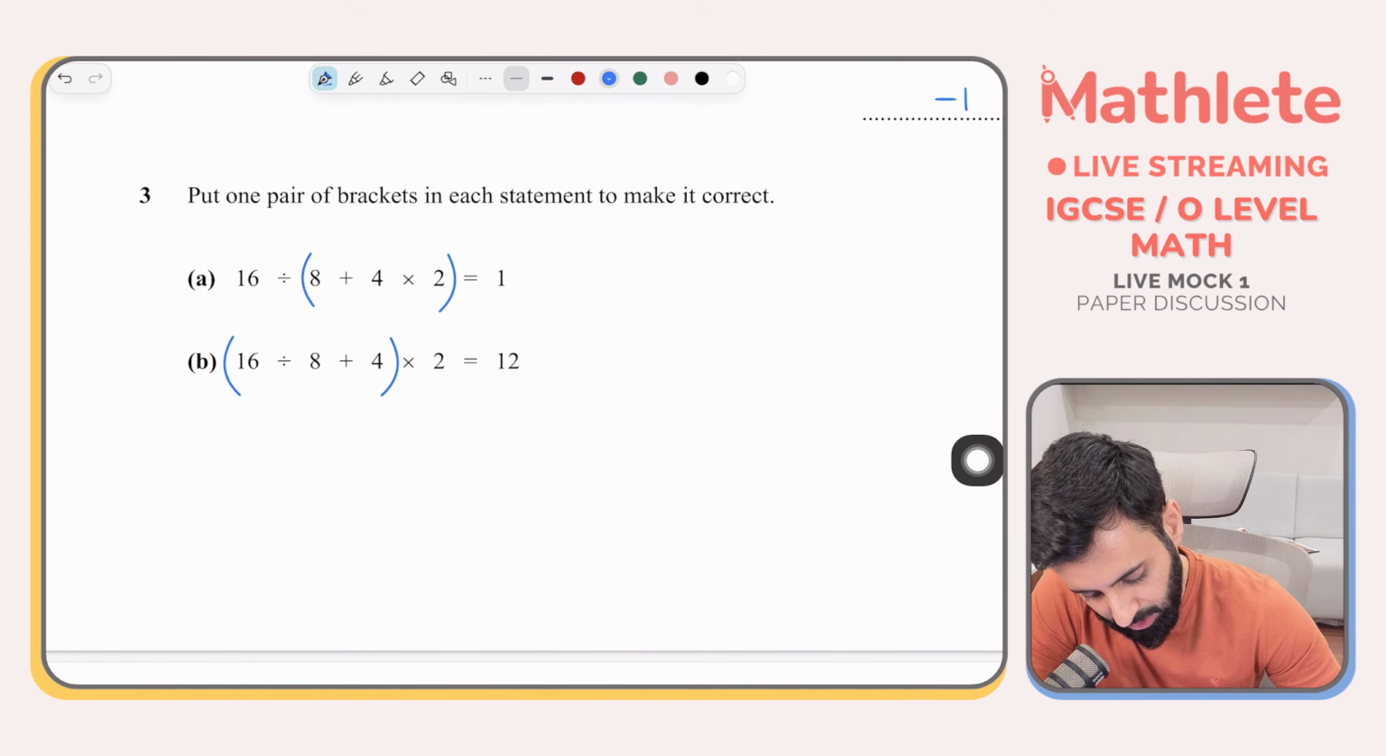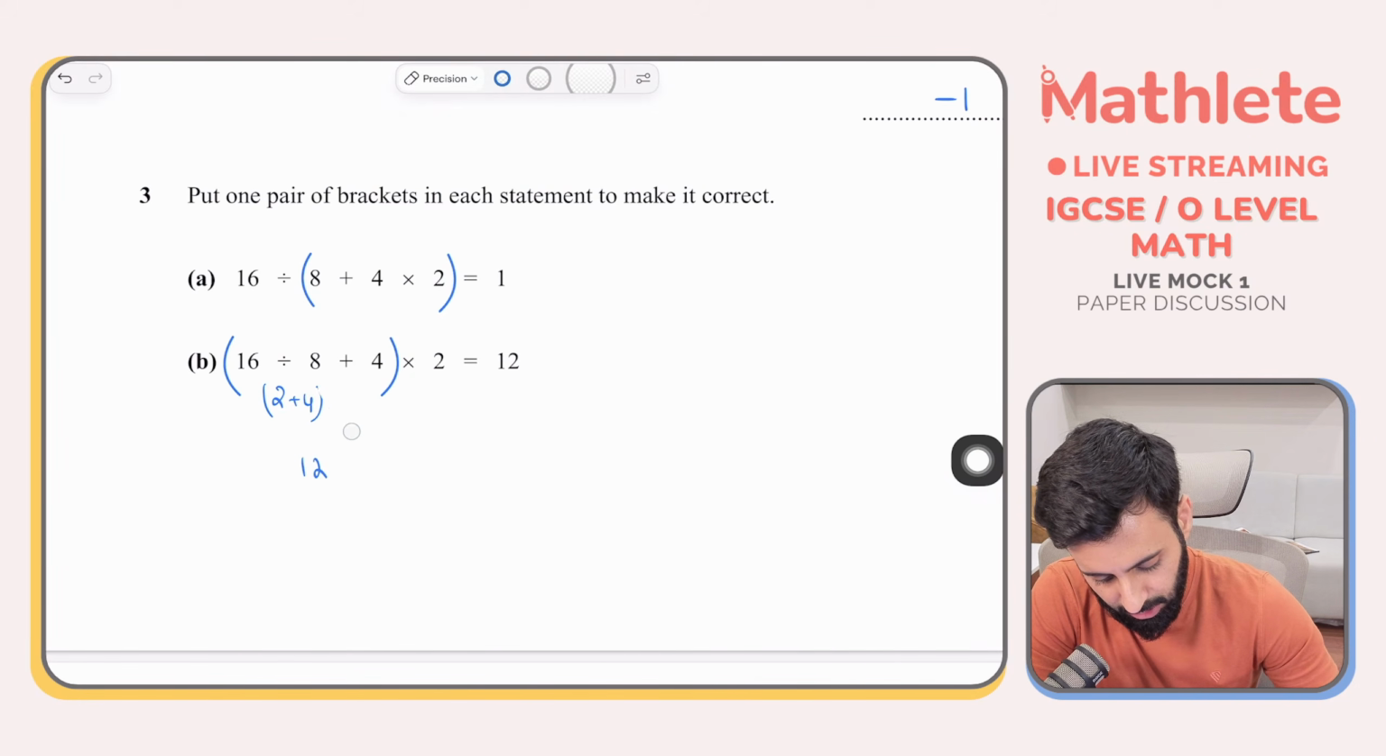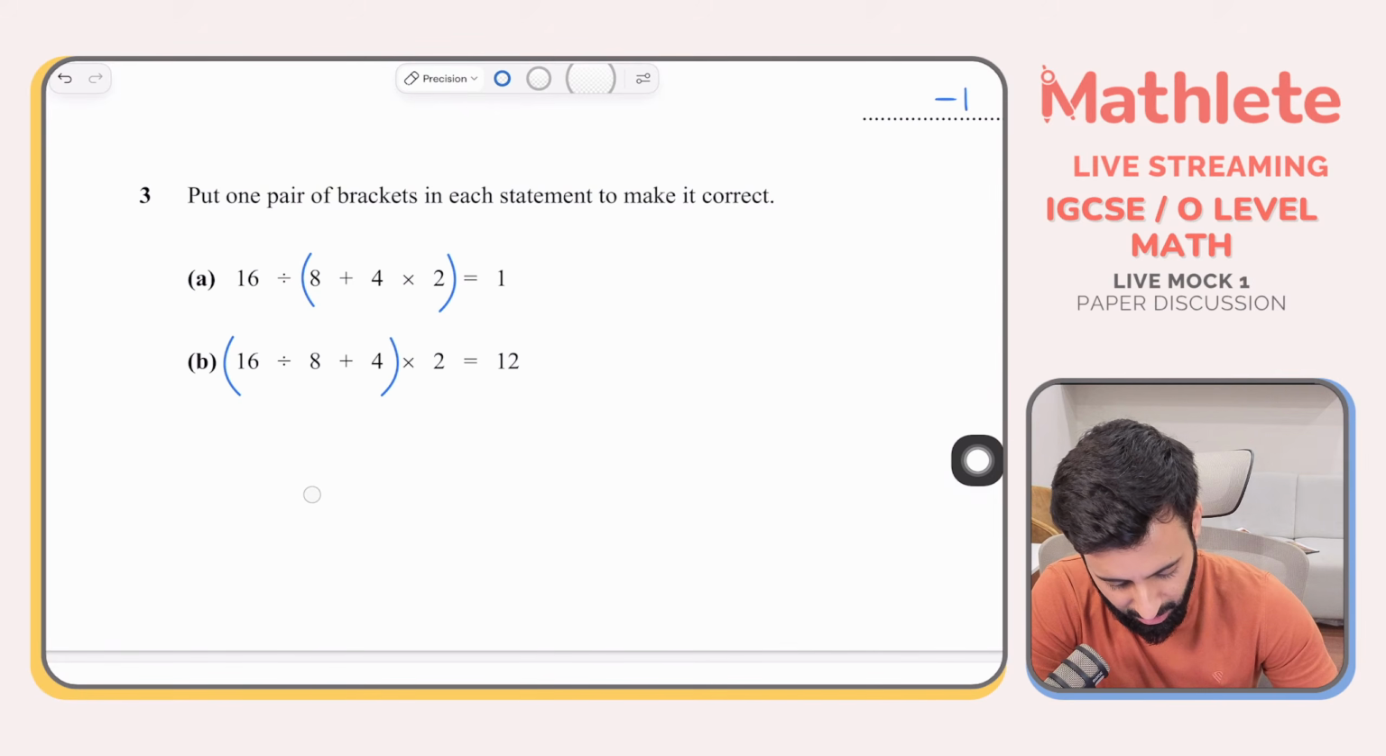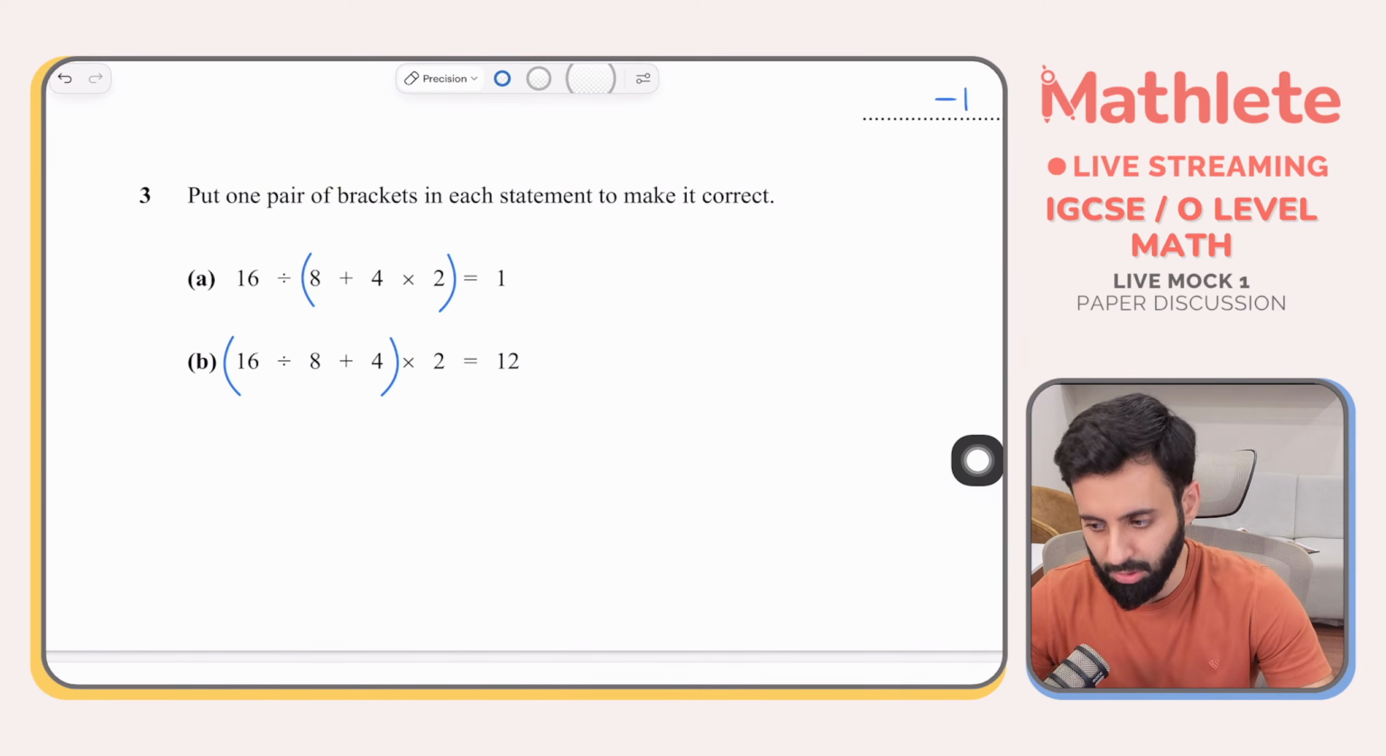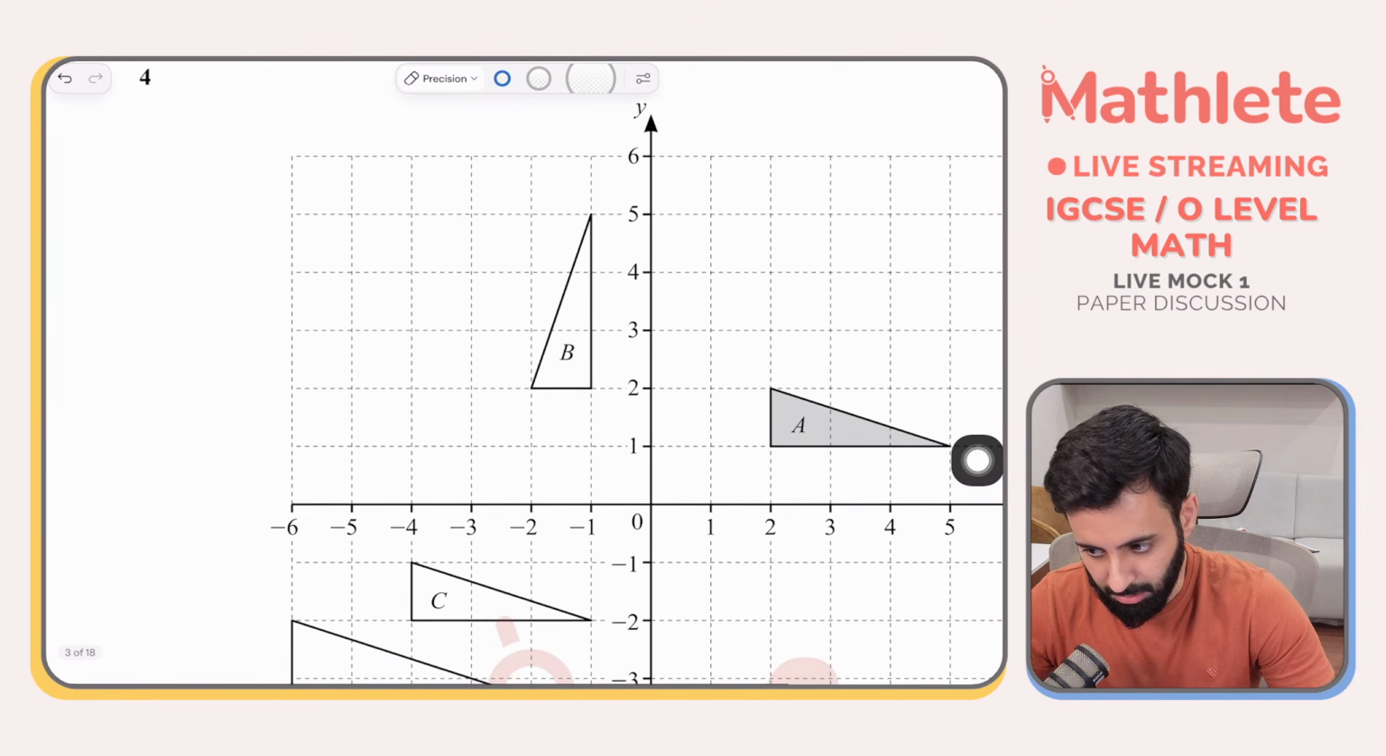16 divided by 8, that is 2. 2 plus 4, that's 6. 6 into 2, yep, that's going to work. So there you go. So there is no rocket science, no formula. Don't think that I know something that you don't. Just use common sense and some trial and error.